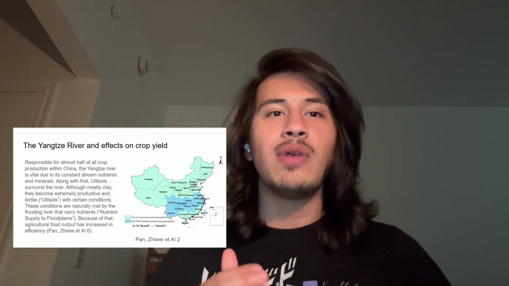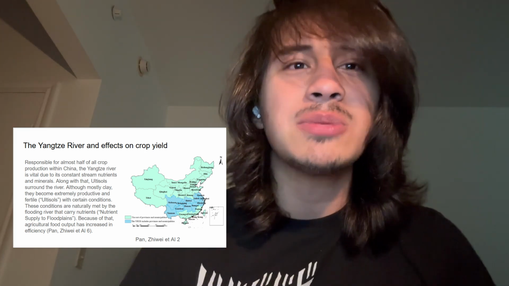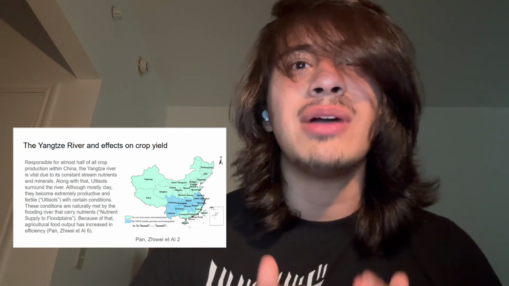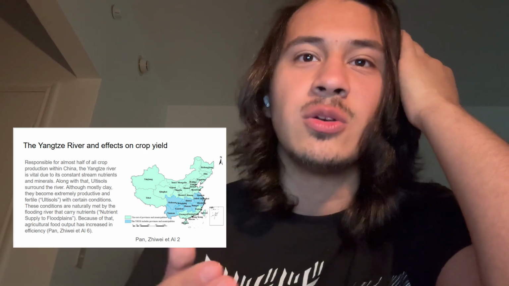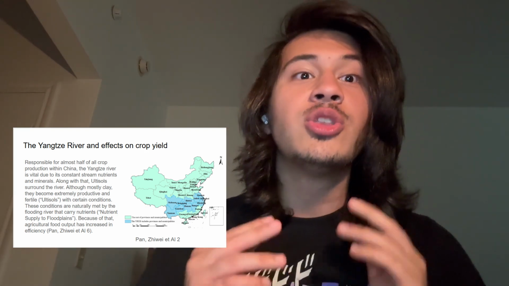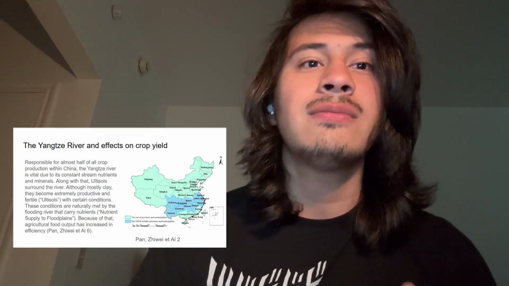The most important river for Chinese cuisine and food in general in the country is the Yangtze River. The Yangtze River is responsible for almost half of all crops produced within China. The Yangtze River is vital due to its constant stream of nutrients and minerals. Although the soil that surrounds it is mostly clay, known as udasols, it can become very fertile under certain conditions. Those conditions are met whenever floods, based upon the wet summer season, happen.